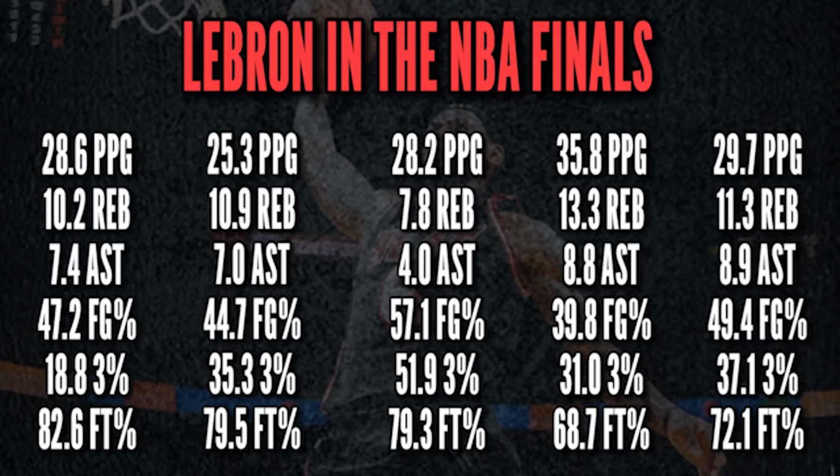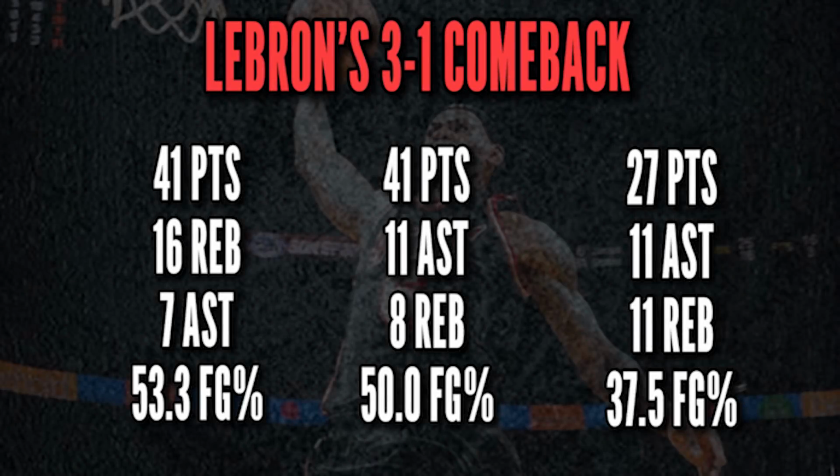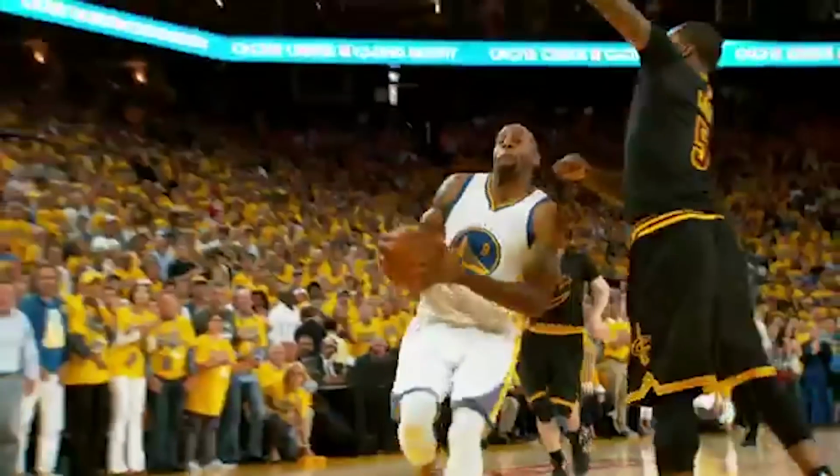One thing I want to focus in on is the last 3 games of that 3-1 comeback. In Game 5, LeBron James had 41 points, 16 boards, and 7 assists on 53% shooting. In Game 6, he also had 41 points, 11 assists, and 8 boards on 59% shooting. In that vital Game 7, the do-or-die game, which really elevated LeBron's legacy, he had 27 points, 11 assists, and 11 boards on 38% shooting. And I cannot leave out the iconic block on Andre Iguodala that really swung the momentum of that game.